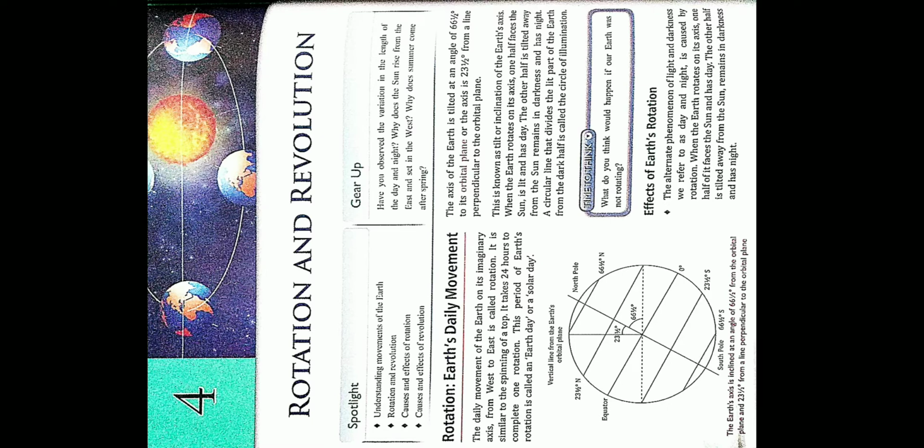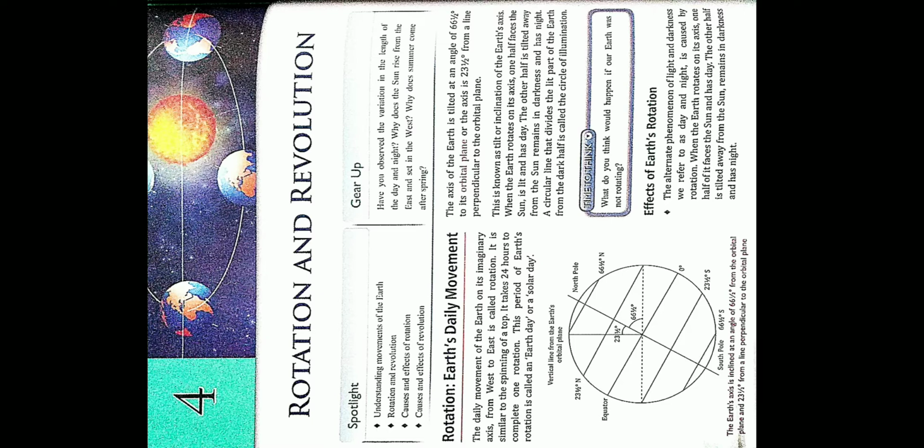Okay. Rotation, Earth's daily movement. The daily movement of the Earth on its imaginary axis from west to east is called rotation. It is similar to the spinning of a top. It takes 24 hours to complete one rotation. This period of Earth's rotation is called an Earth day or a solar day.